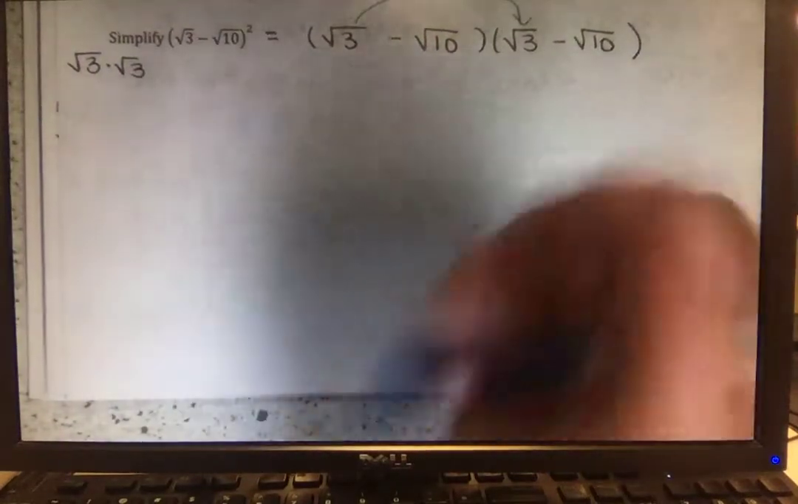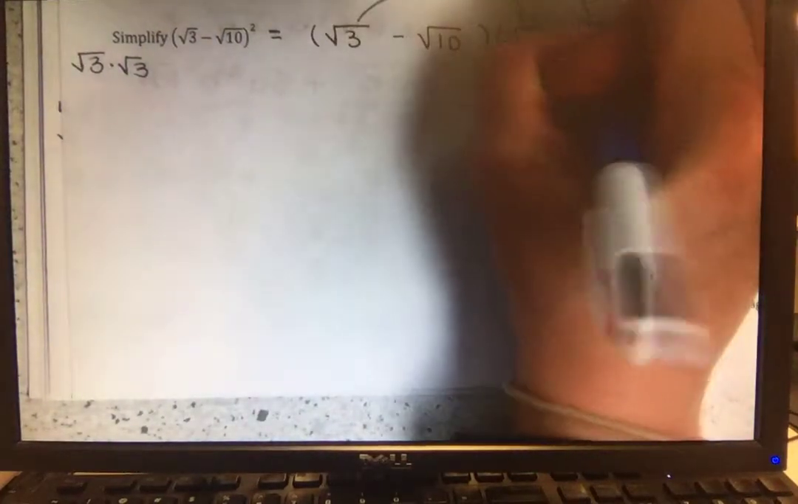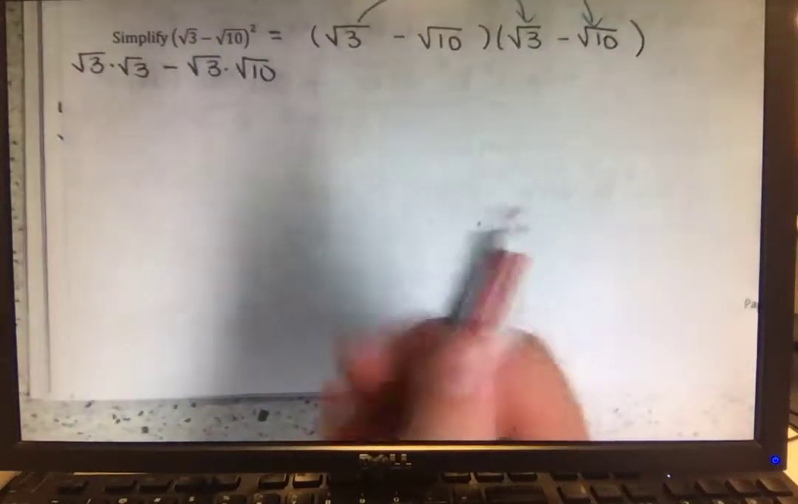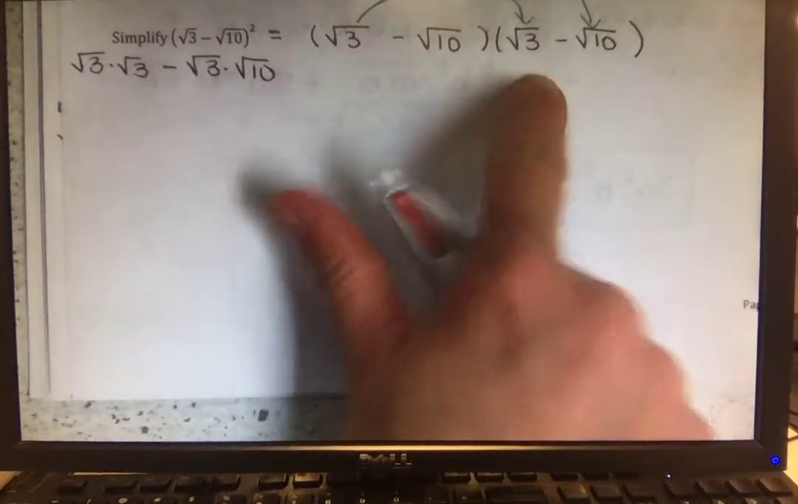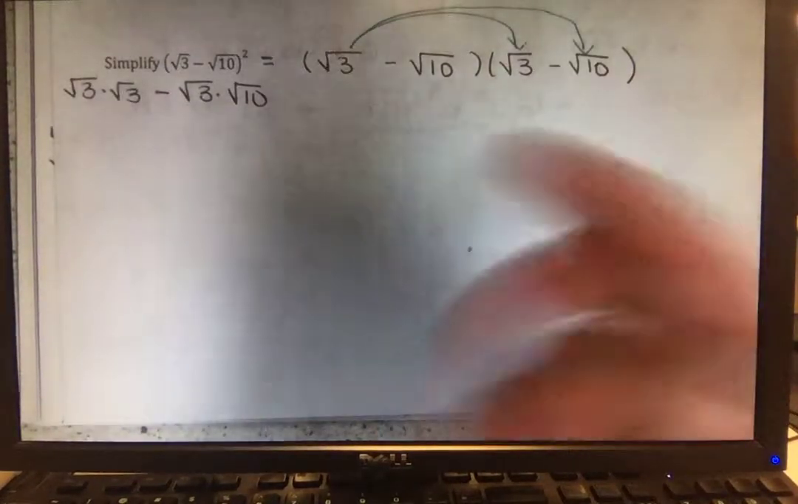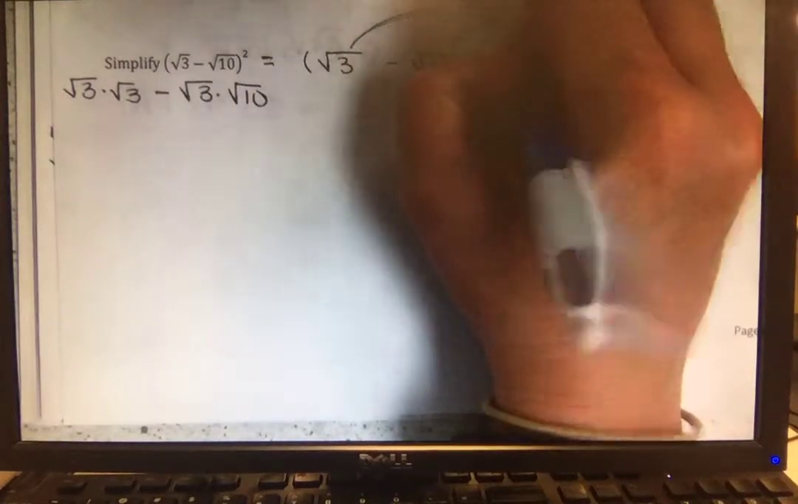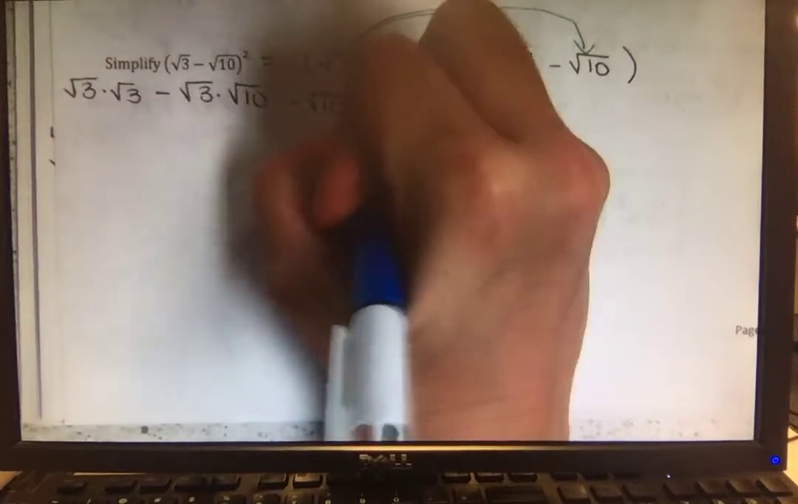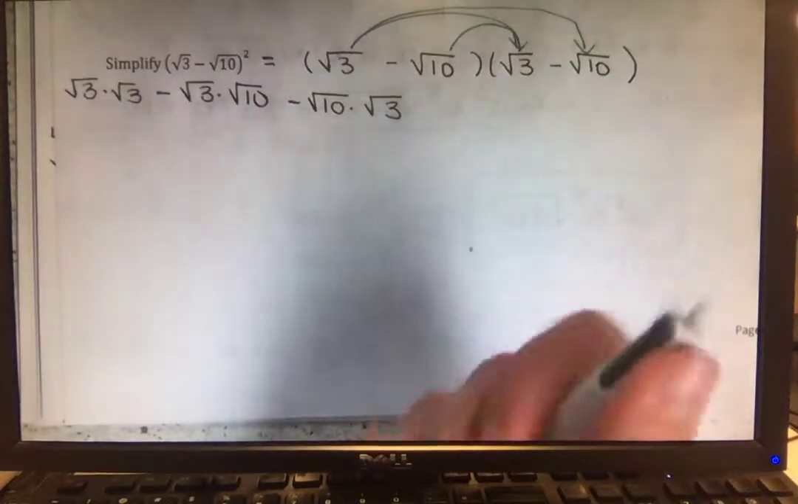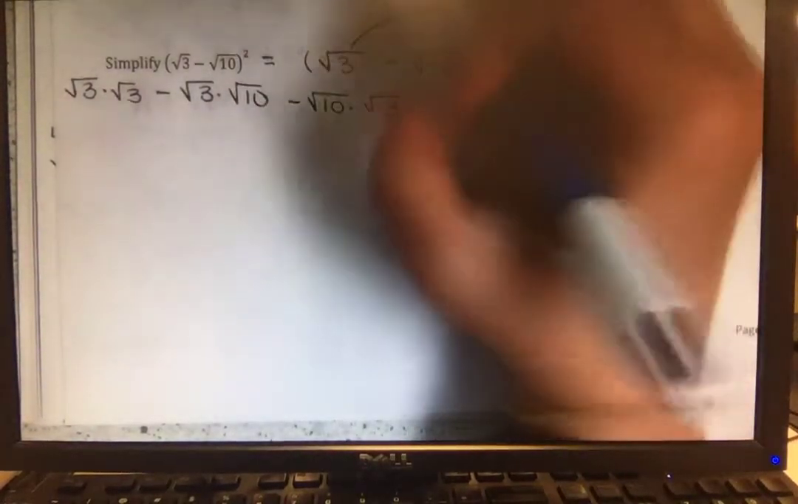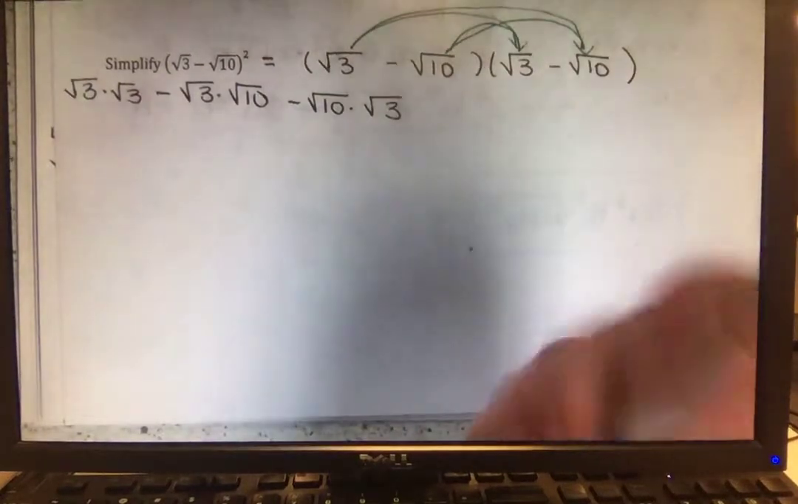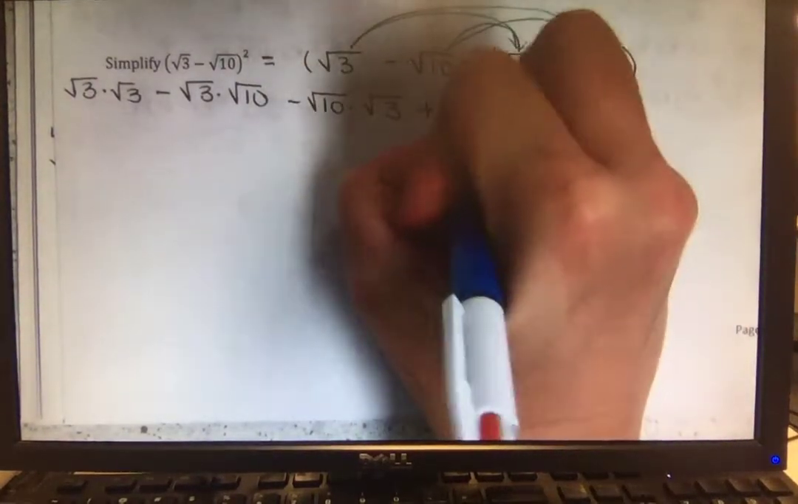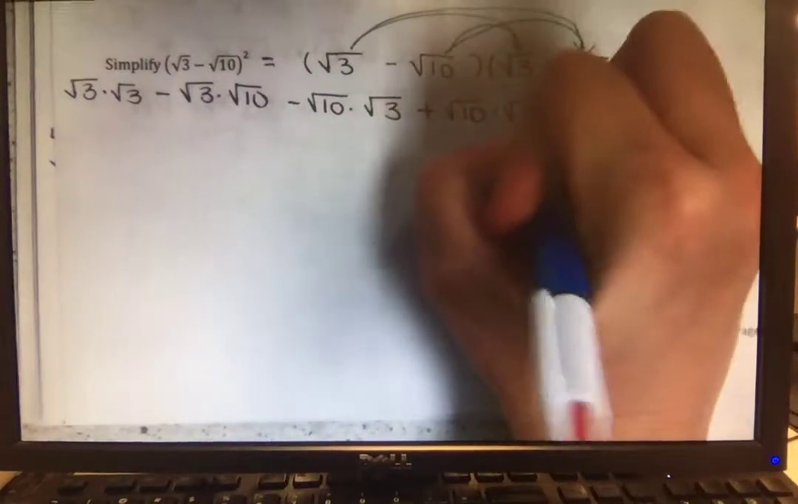And then we have the square root of 3 times negative square root of 10. So minus the square root of 3 times the square root of 10. Now we're going to distribute this negative square root of 10 to both terms. So negative square root of 10 times the square root of 3. And lastly, negative square root of 10 times negative square root of 10 will give us positive square root of 10 times the square root of 10.